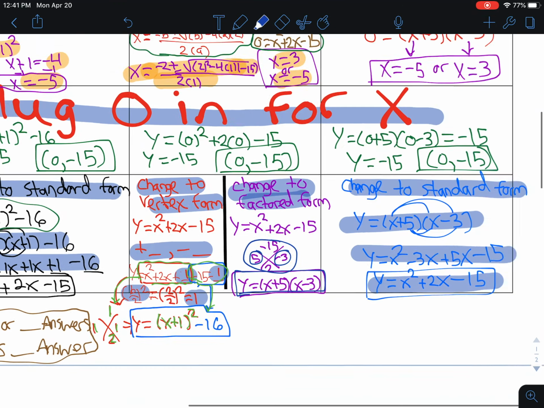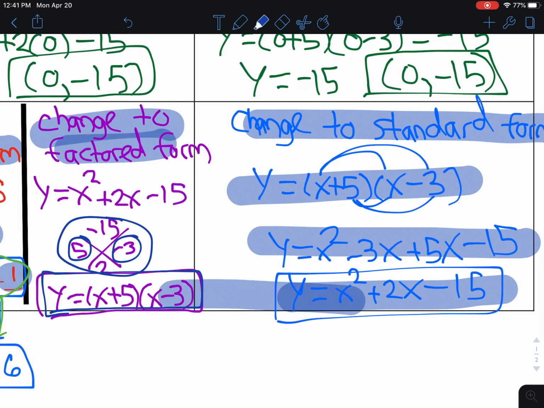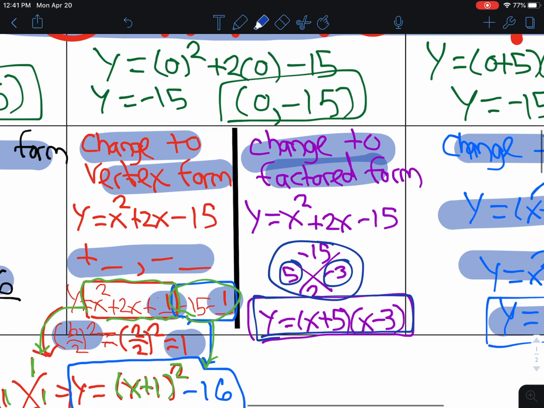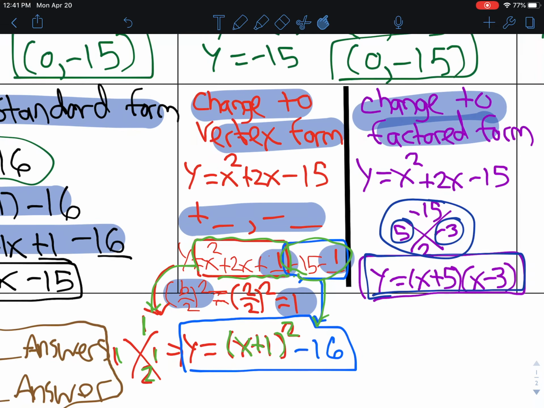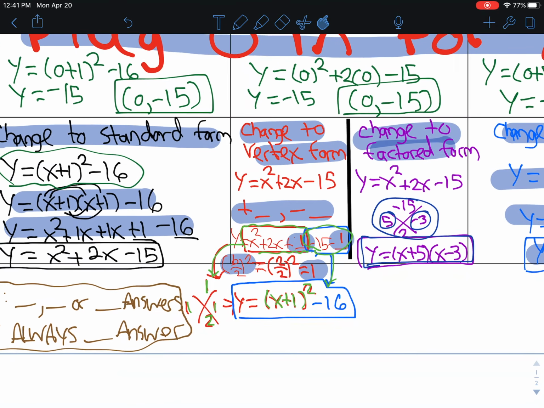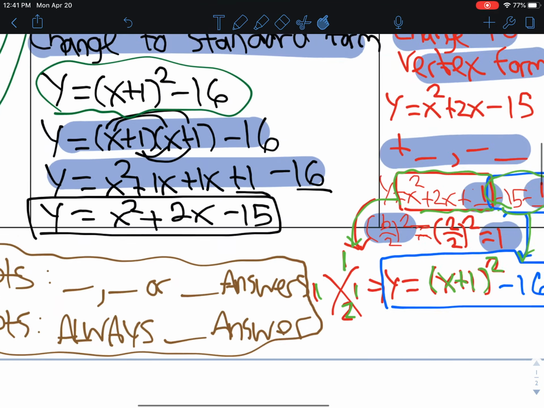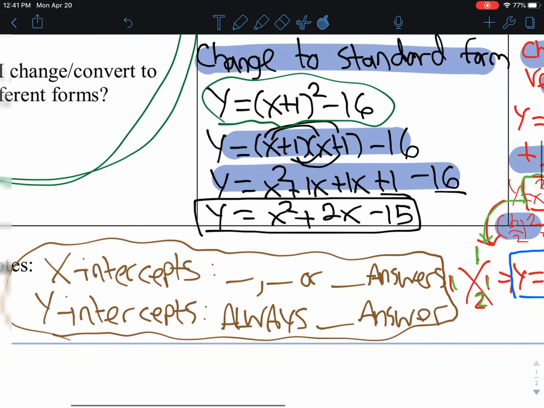Anyways, if you're going to go from factored form to vertex form, you have to change it to standard form first, and then you're going to have to do the plus blanks minus blanks, and then you can get the vertex form. Hopefully that makes sense. But again, that's how you change in all of the forms. Again, I'm not solving.